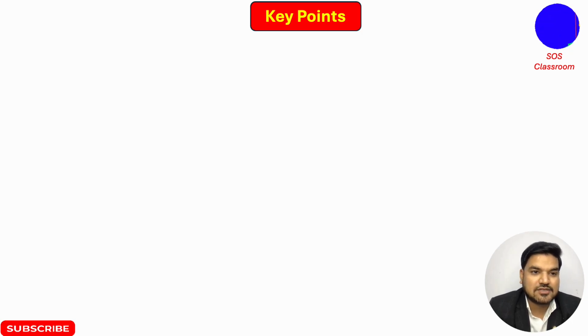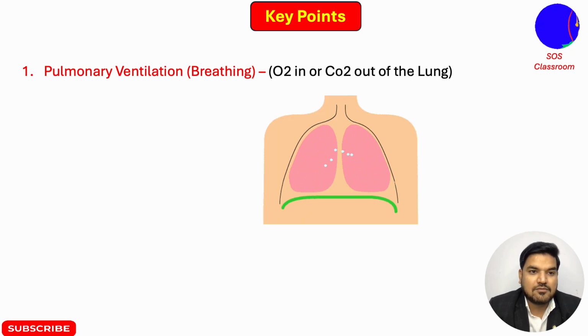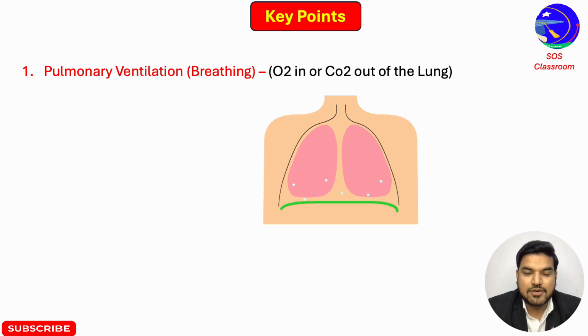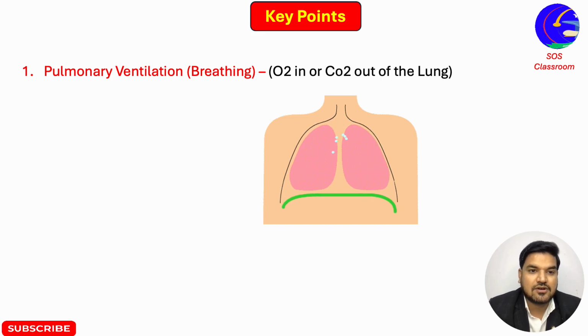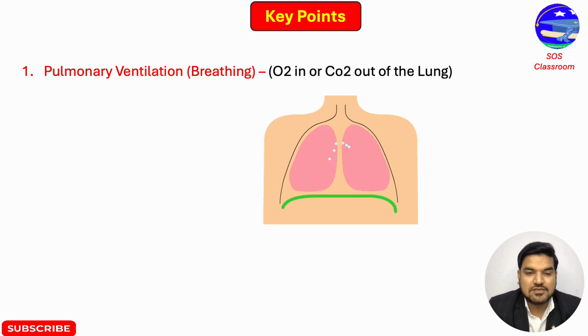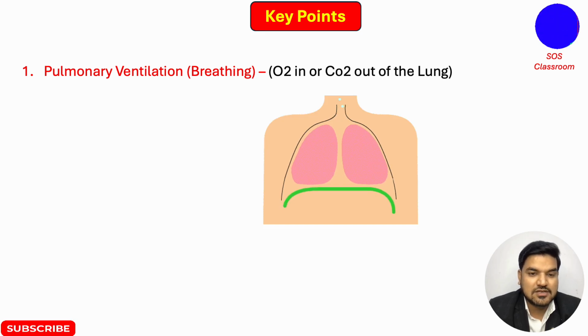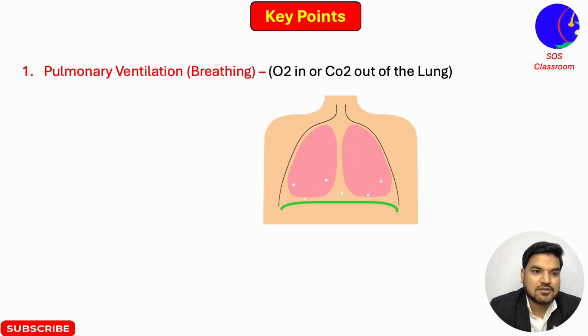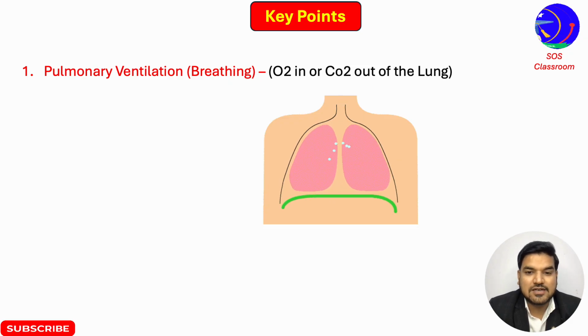So first of all, we cover pulmonary ventilation. Pulmonary ventilation is also called breathing. So what will happen in this? Oxygen comes into the lungs and carbon dioxide goes out from the lungs. So this is called pulmonary ventilation, or breathing.